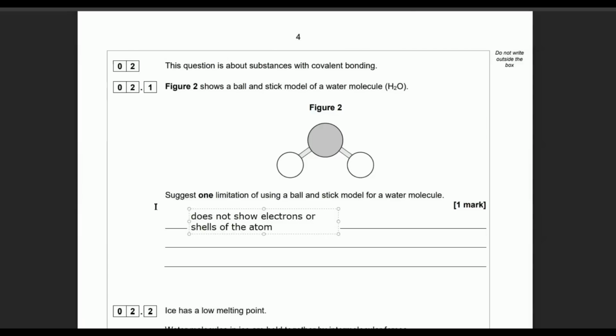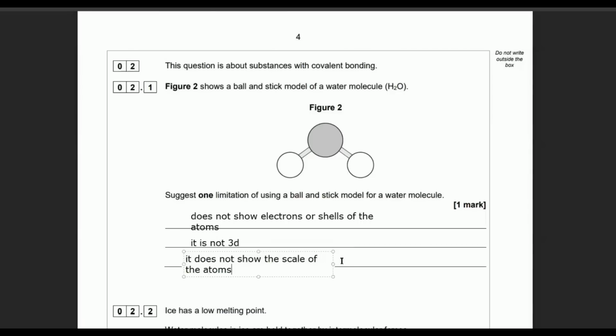So I can't tell how many electrons are in the hydrogen or the oxygen? What else can't I tell from it? It is not 3D, okay? It's not really a three-dimensional model, and it doesn't show the correct size of the atoms. It does not show the scale of the atoms.